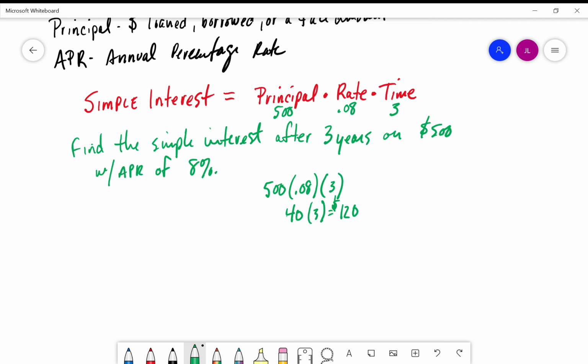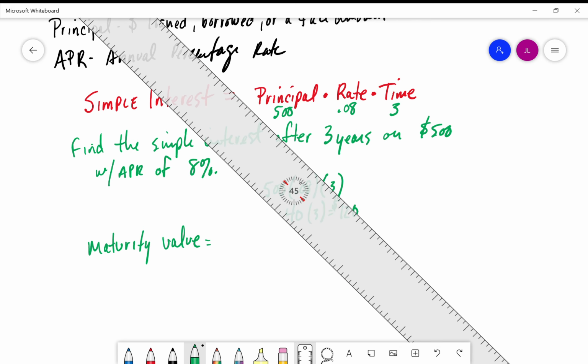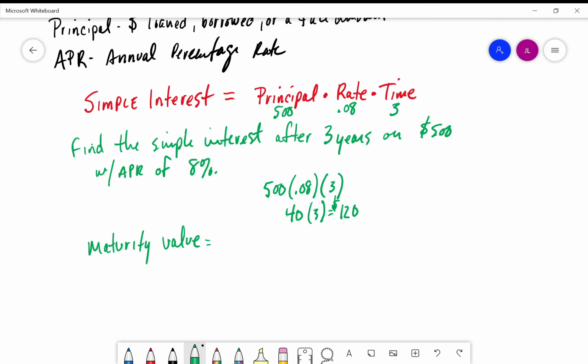Now, once we know that, we have what's called a maturity value. A maturity value is equal to principal plus interest. So after 3 years, we said this loan where we had simple interest, 3 years of $500, APR of 8%, what's the maturity value of that? Well, it'll be the $500 we have in principal plus the 120 in interest. So the maturity value would be $620 in that case. So simple interest really isn't all that bad.